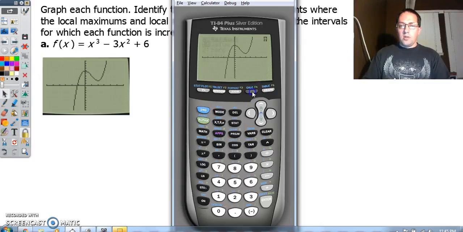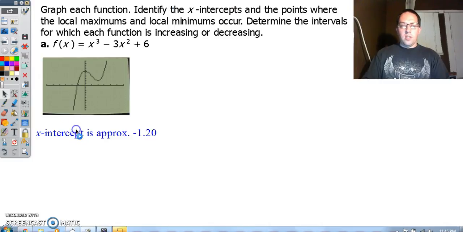So what I'm going to do now is calculate the intersection. So the second, calc 5. And as you see, now I have 2 curves there. I'm going to arrow over to the one I want, to the intersection, which is right there. If I had more than one intersection, I do this, go to the one I want, then go to another one. And I'm just going to hit enter, enter, enter, and there's my intersection at negative 1.195, blah, blah, blah. So we're going to round that off, and we've got an x-intercept at approximately negative 1.2.